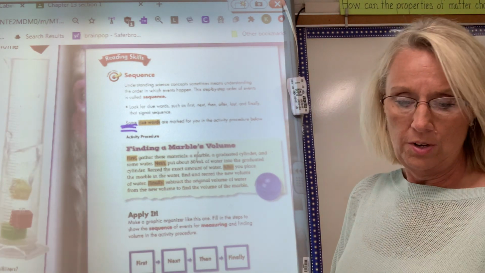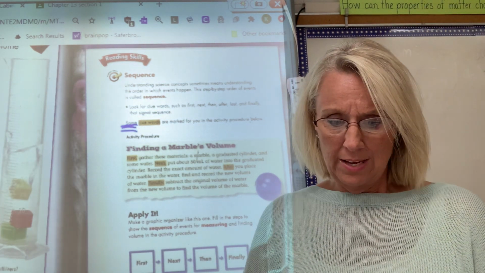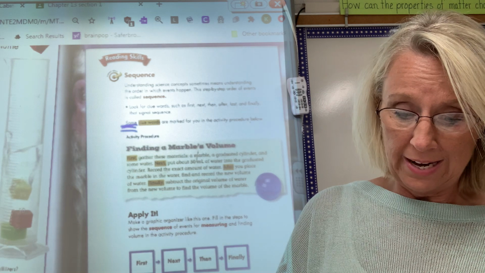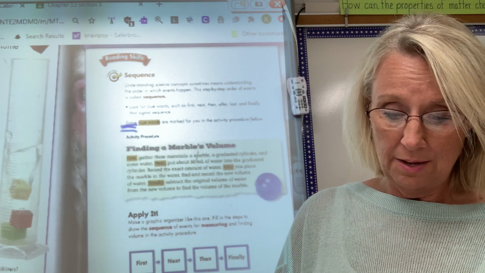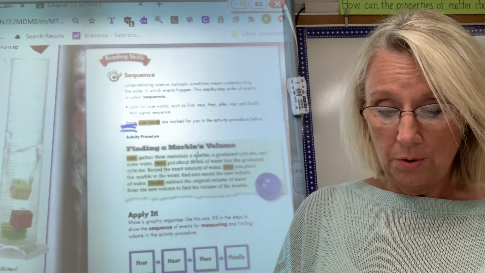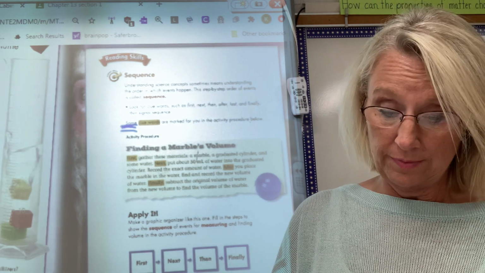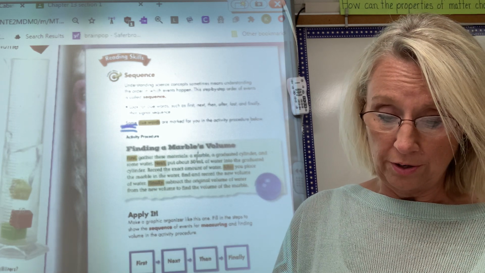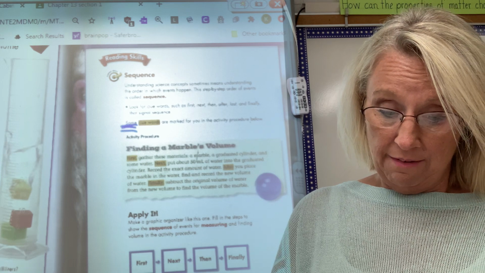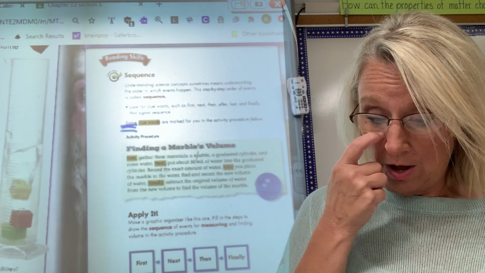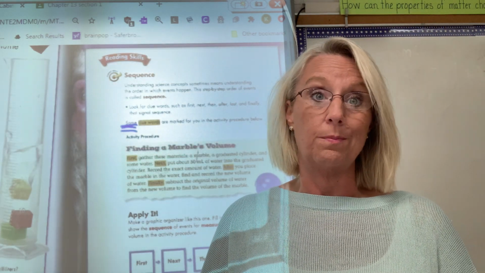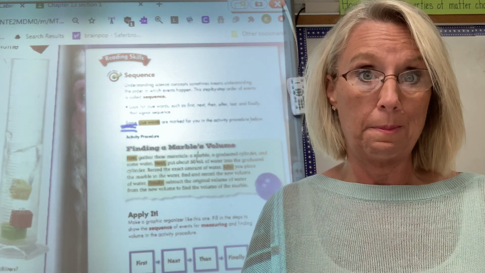So, if you don't mind, I'm going to read it from here. It says, first gather these materials, a marble, a graduated cylinder, and some water. Next, put about 50 milliliters of water into the graduated cylinder. Record the exact amount of water. After you place the marble in the water, find and record the new volume. Finally, subtract the original volume of water from the new volume to find the volume of the marble.